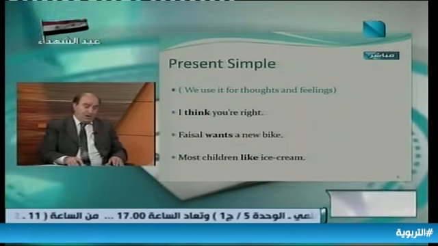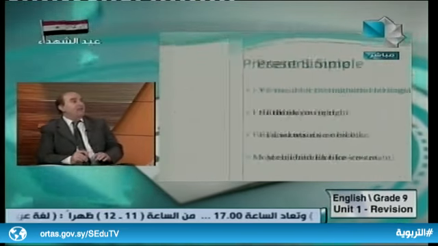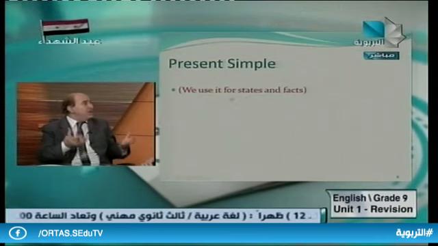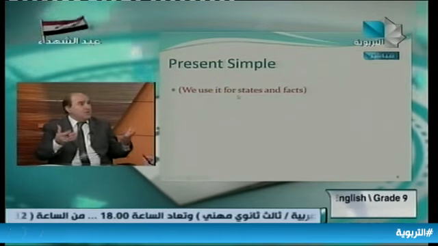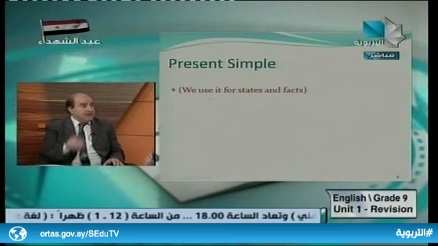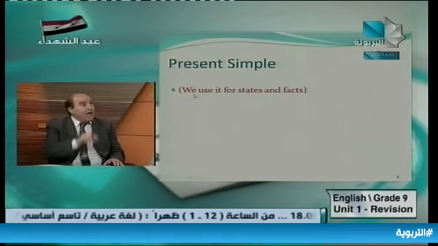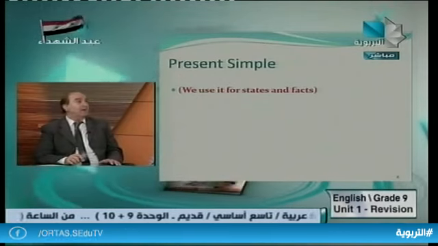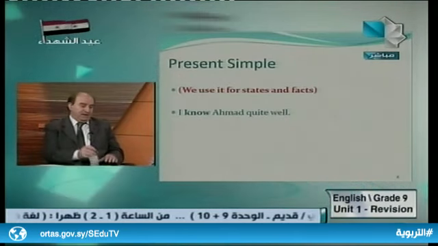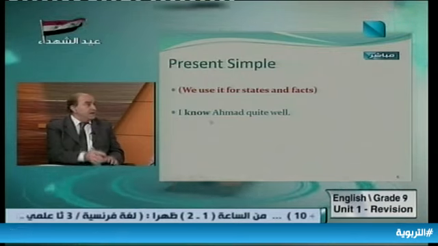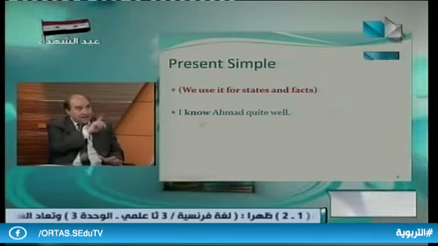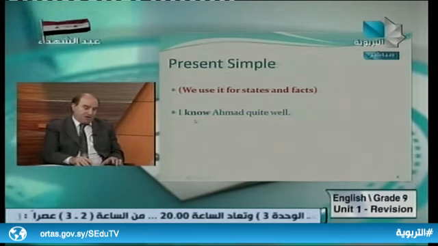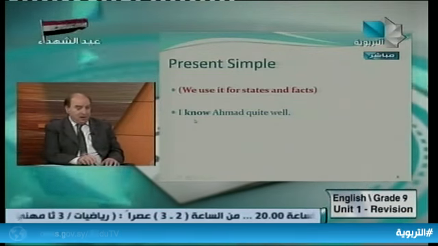Then we also use it for states and facts. State verbs are verbs which can't be used in the present progressive or present continuous, and also for facts. Example: I know Ahmed quite well. The verb know is a state verb. It means that it can never be used with ing. I know Ahmed quite well.